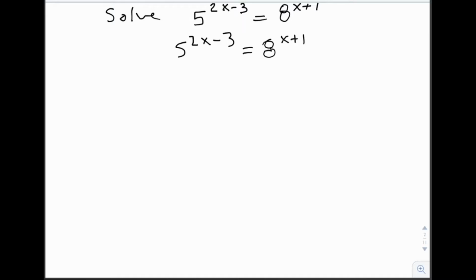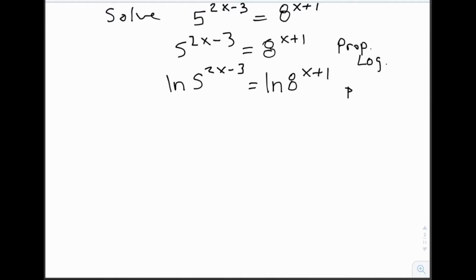The first thing we want to do, again, we see that we have some exponents and we want to try to get them down. In order for that to occur, we use our property of logs so that we have a log on both sides. Again, let's take the natural log. Again, you could take the log of both sides. So the natural log of 5 raised to the 2x minus 3 is equal to the natural log of 8 raised to the x plus 1. Again, we had to satisfy that requirement of having the log so that we can take advantage of our next step, which is the power property.